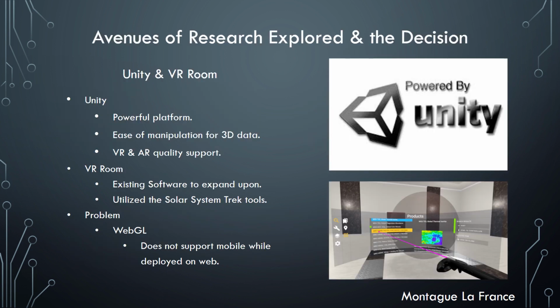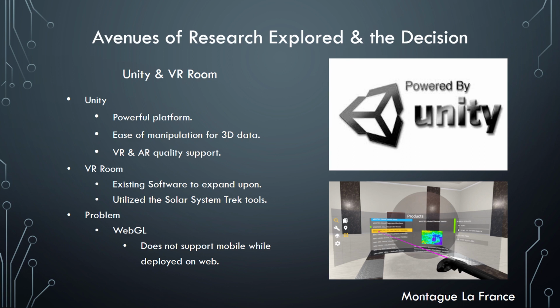While researching avenues of application for the development of this collaboration component, the team split up to explore the use of Unity and the use of web-based technologies. Unity is a powerful platform with a strong ability to manipulate 3D data and create VR and augmented reality software. JPL provided the team with a past graduate student's VR Unity project utilizing the Solar System Trek technologies.